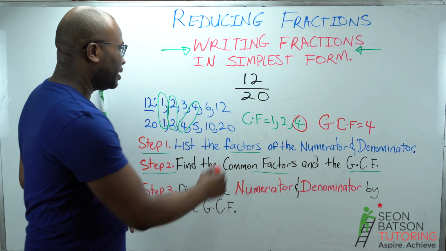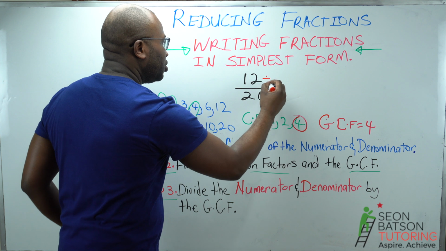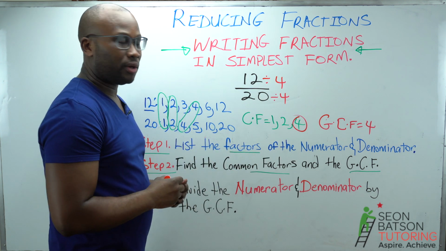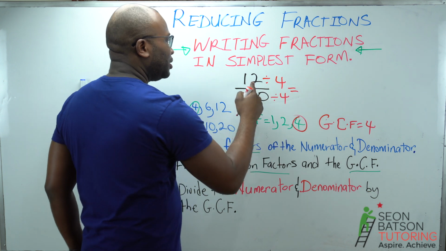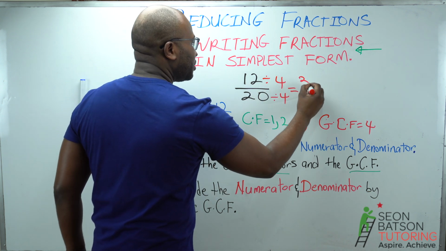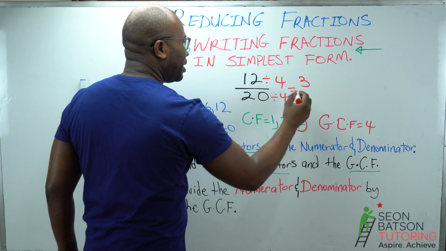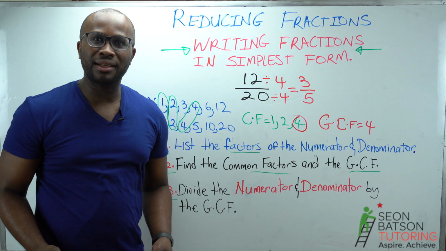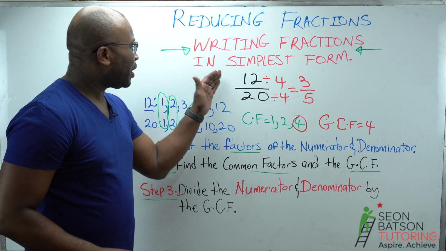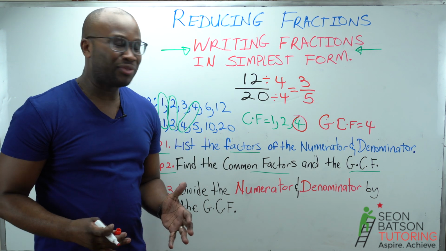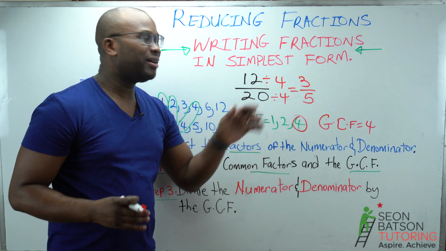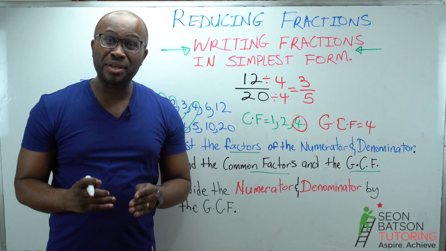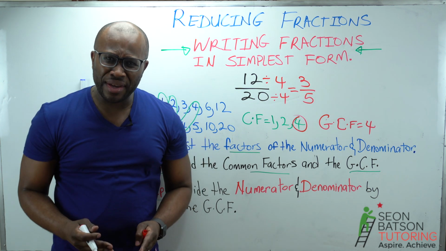So now that we have our greatest common factor of the numerator and the denominator, step 3, we will divide the numerator and the denominator by 4. Let's divide. 12 divided by 4 is 3, and 20 divided by 4 is 5. And we're done. Yes? 12 over 20 in simplest form is 3 over 5. Get the idea? Perfect.